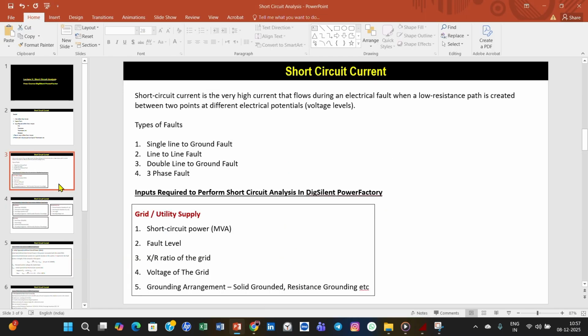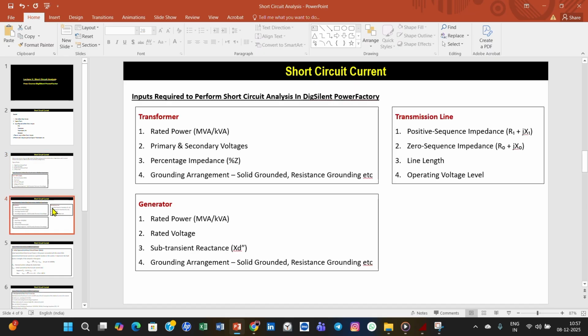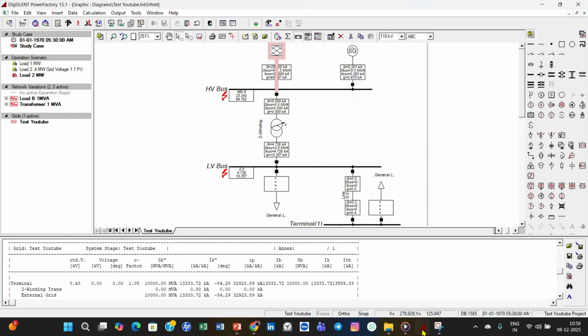Now, the inputs required for the transformer are the rated power, that is the MVA rating, the capacity of the transformer in kVA, the primary and secondary voltage, the percentage impedance, and the grounding arrangement. These are the different input parameters required for the transformer. If we go here, this is a two winding transformer.